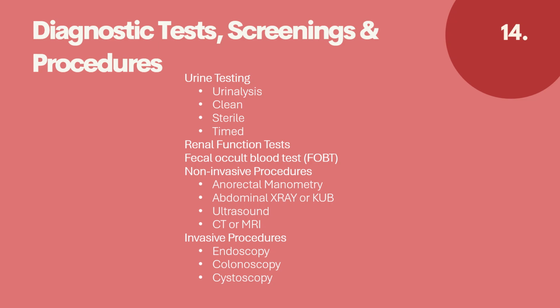You may be checking lipase or amylase. That is going to check for pancreatitis. A CRP or ESR, that's going to look for inflammation. And then, of course, you're going to do urine testing. So you've got a urinalysis, so that is collecting to test that urine: a clean catch, sterile, and timed.